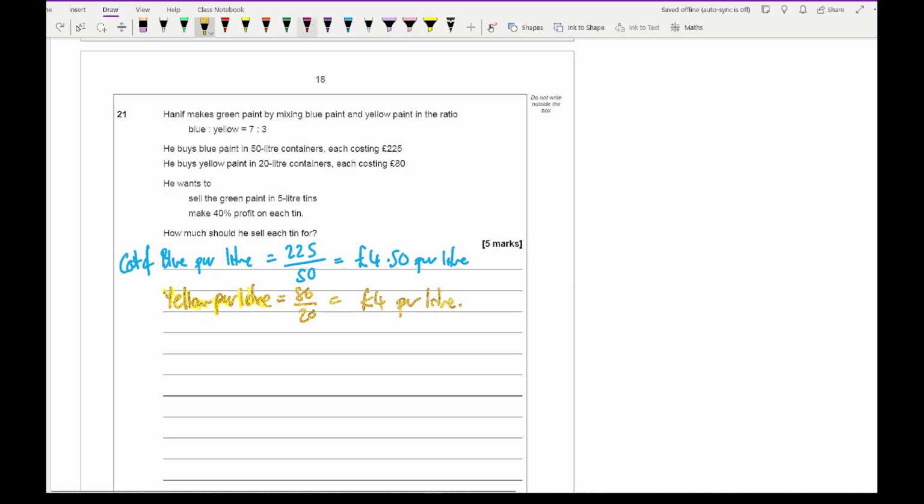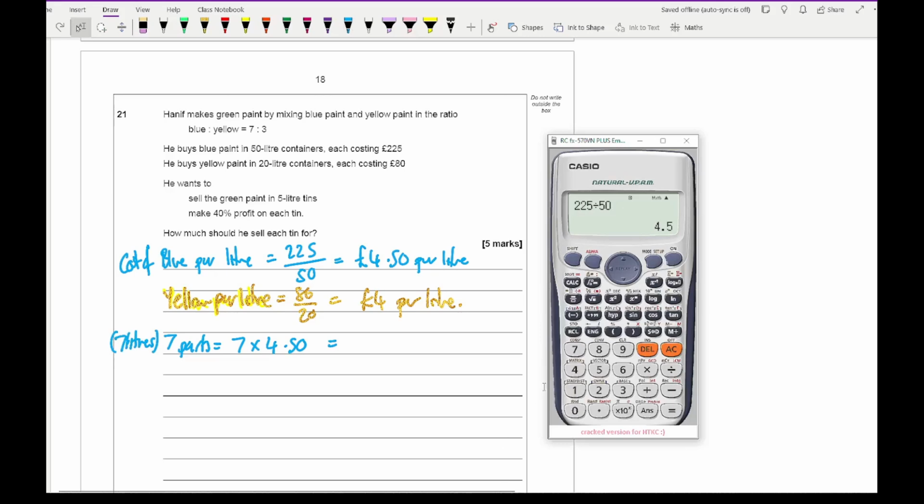So what we then need to do is make 7 litres. So here we're going to have 7 parts, so 7 parts is going to equal 7 times £4.50, and 7 parts is going to equal 7 litres. And so if I type that in, I've got 7 times £4.50, and that comes up to a total cost of £31.50.